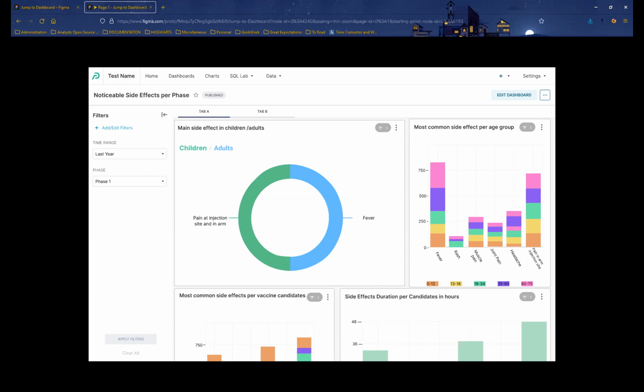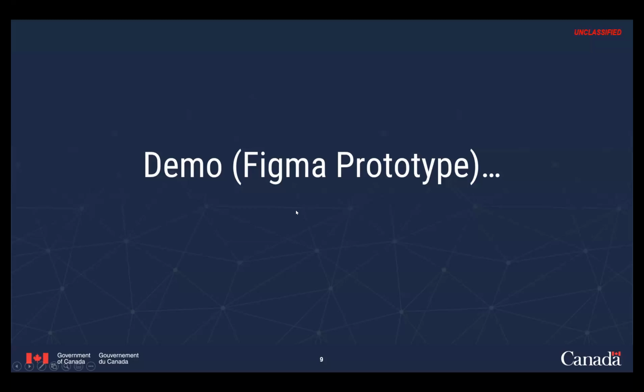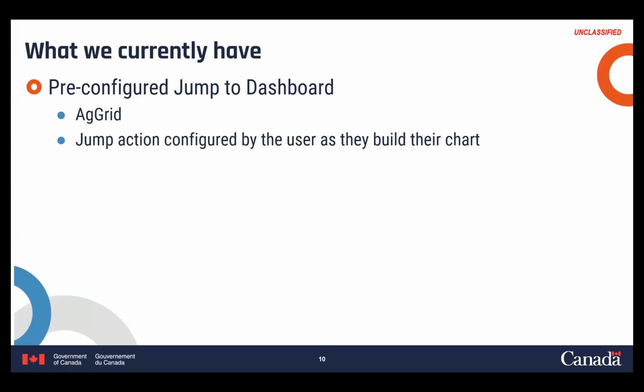So let me go back here. What we have at the moment is a pre-configured jump to dashboard, which is actually running in AG Grid, for the AG Grid chart, which is a table chart that we have included in our distribution of Superset. And the jump action is actually configured by the user as they build their chart. So I'm going to hand it over to Ryan, and he's going to do a quick demonstration of what we have running.